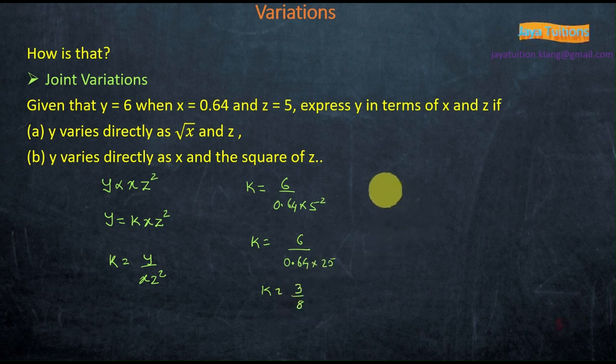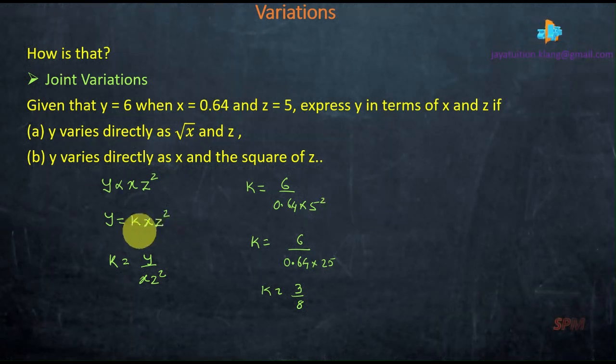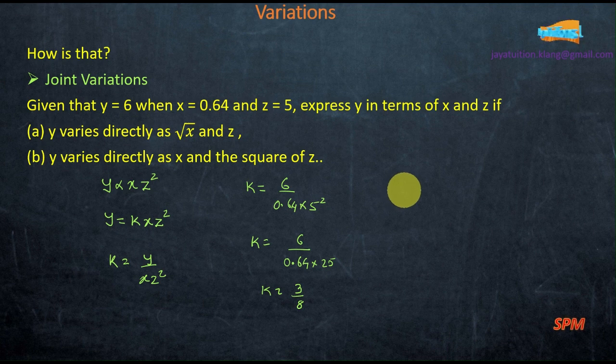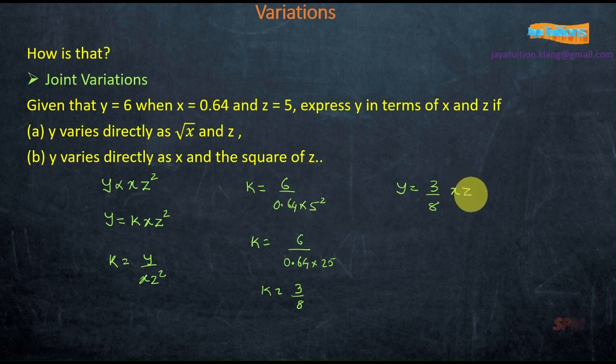Hence we can put the final answer: the value of y is equal to k times x z square. So y is equal to k, where k is equal to 3 by 8, so 3 divided by 8 times x z square. So this is your final answer for this particular part.